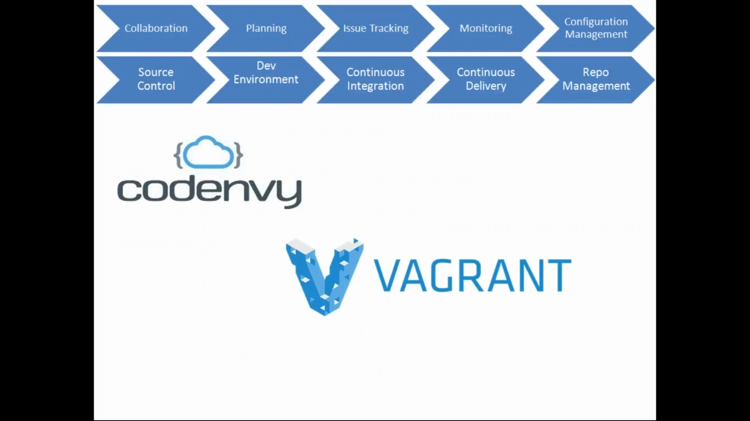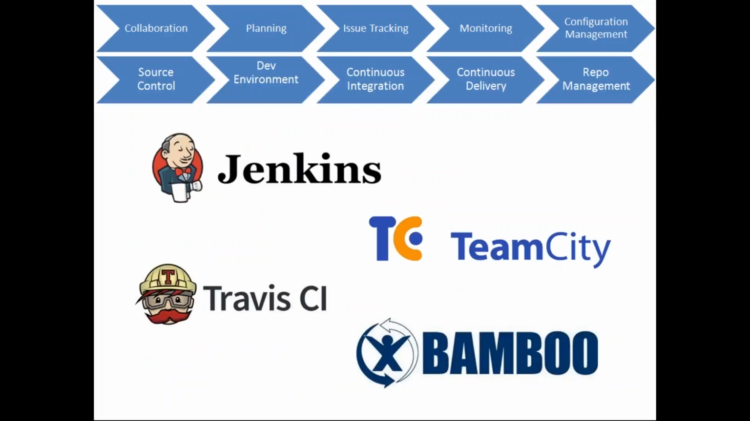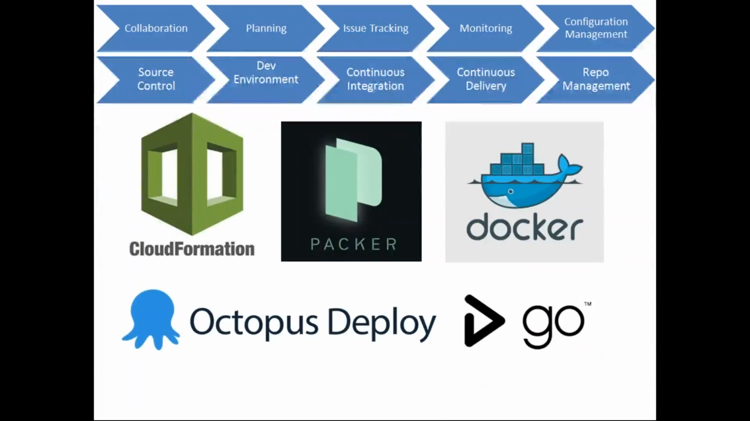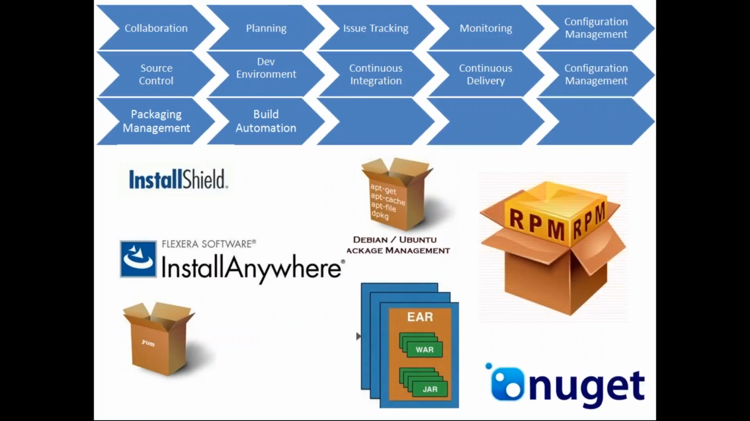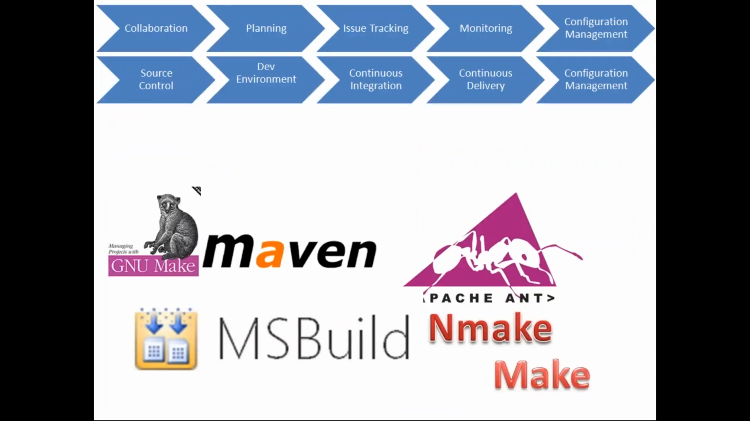Some of the tools we have in the dev environment are CodeEnvy and Vagrant. For continuous integration, we have Jenkins, TeamCity, Travis, Bamboo, and many more. For continuous delivery, we have CloudFormation, Packer, Docker, Octopus Deploy, and Go. For repo management, where you can manage your repository, we have Nexus, Artifactory, Archiva, and NuGet. For package management, some you must know, like RPM, WAR, JAR, NuGet, and things like that. For build automation, we have Maven, Make, Gradle, MSBuild, and many more.